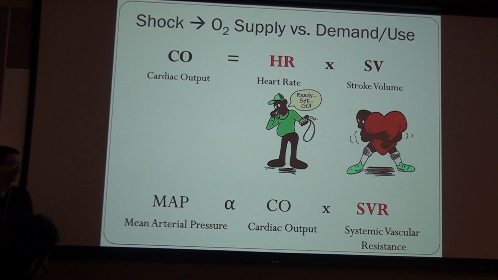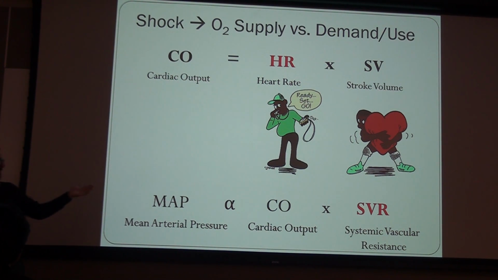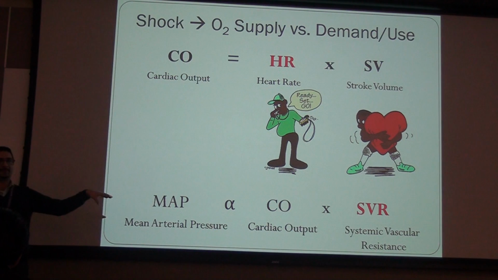So when the systemic vascular resistance increases, if you bring cardiac output over here, mean arterial pressure is directly correlated with cardiac output times systemic vascular resistance times some constant. So cardiac output is inversely correlated with systemic vascular resistance. Your heart is facing more of an afterload, and at a given blood pressure, your cardiac output will actually go down.